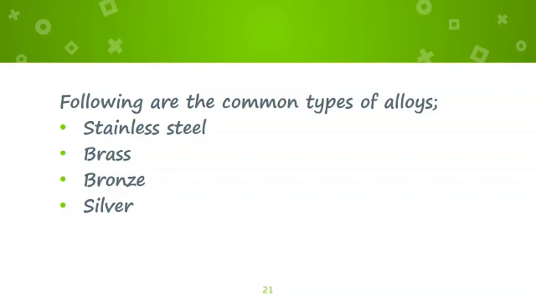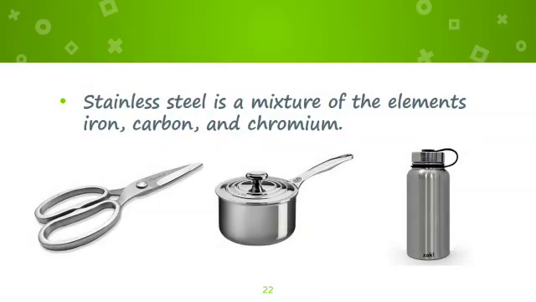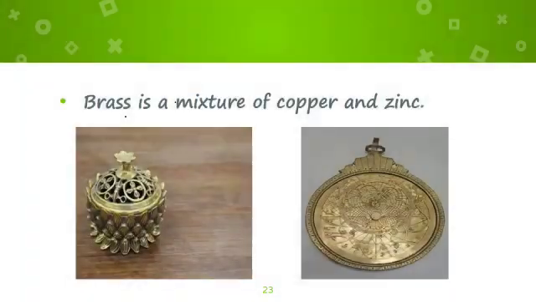Now, if we talk further about these types, stainless steel is a mixture of iron, carbon, and chromium. So this is a mixture of these three elements. And you can easily see these things in our home, like simple cookware, this stainless steel flask, a saucepan, a scissor. These are some very common examples.